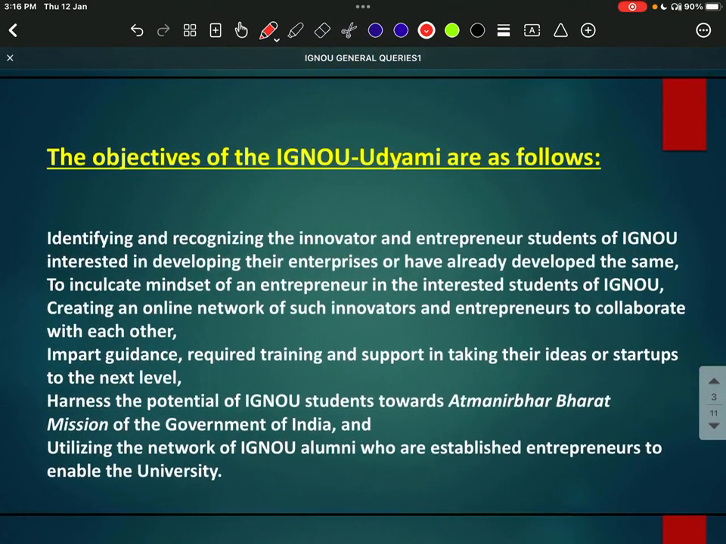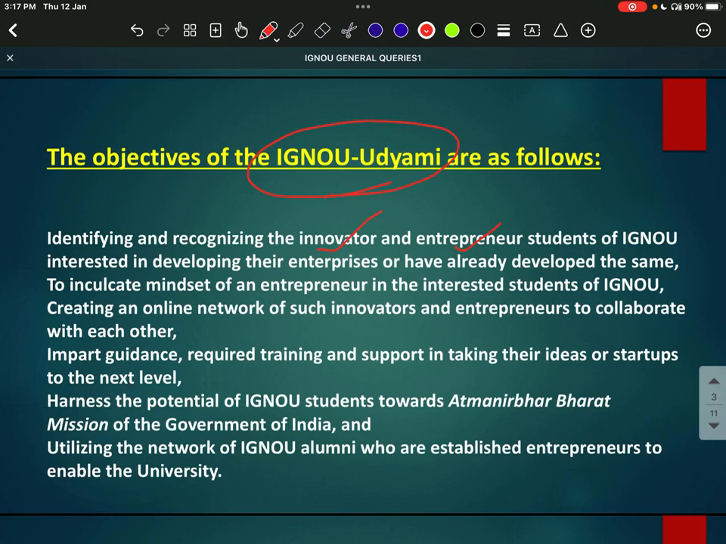Then I would like to share here that Ignou has launched an Udyami objective, especially for Ignou students. Ignou Udyami is something that has been launched. They are identifying and recognizing the innovator and entrepreneur students of Ignou who have an interest in developing enterprises and who have also developed the same. I have seen many students on the YouTube channel who are interested in gaming projects, in preparing gaming applications. So with the help of Udyami or this YouTube channel, we want you all to collaborate at the same place, share your knowledge and expertise, which is what the government also wants. Government also requires the same thing.